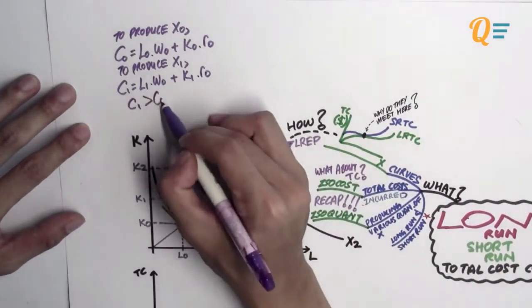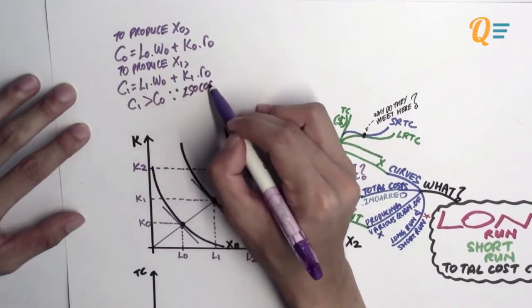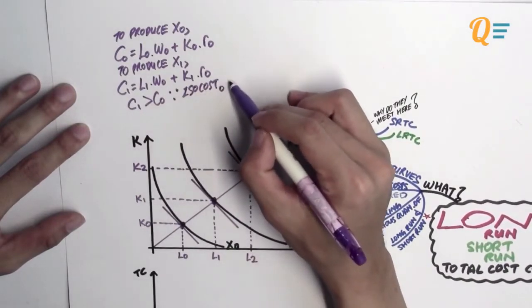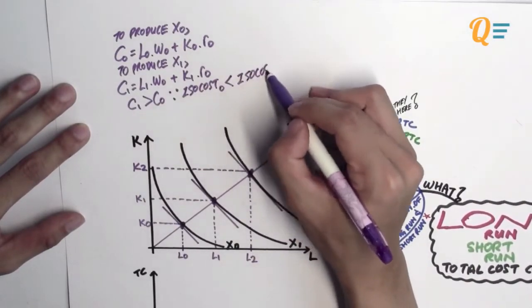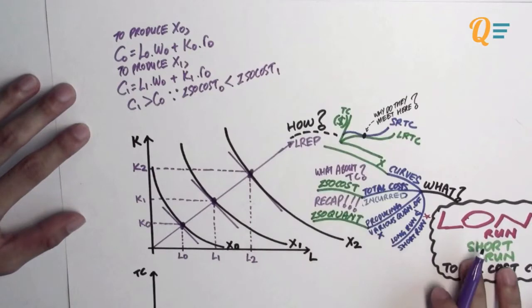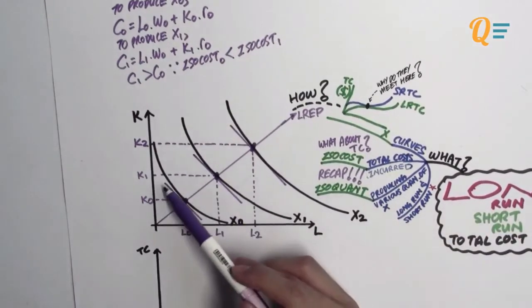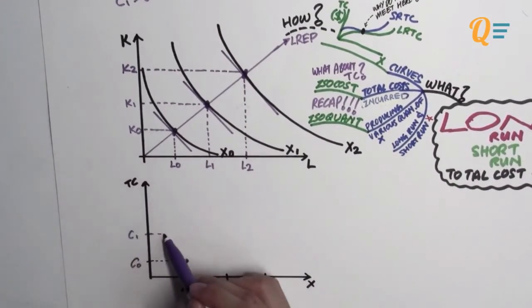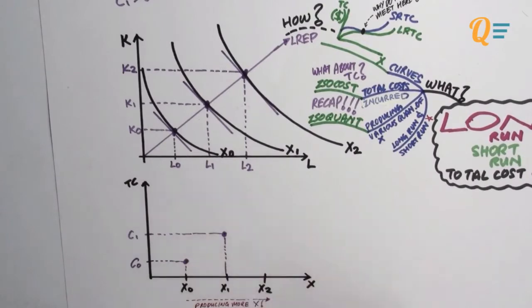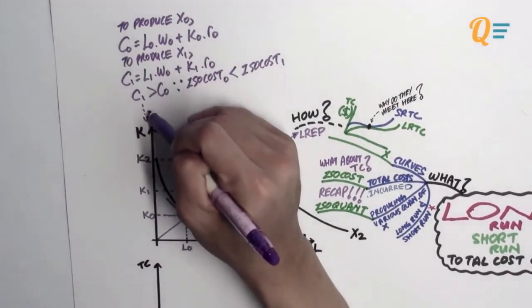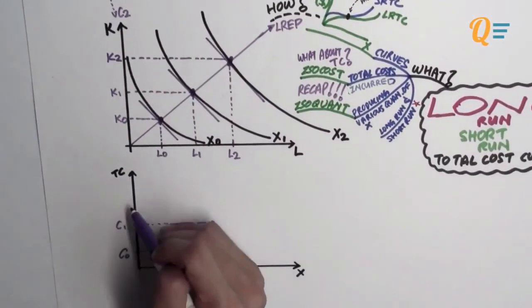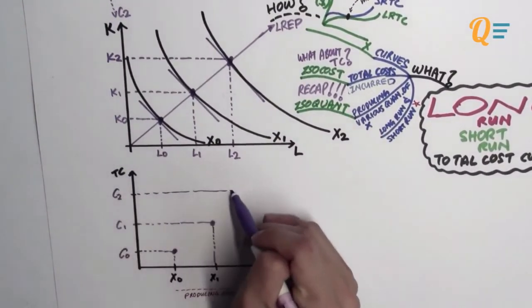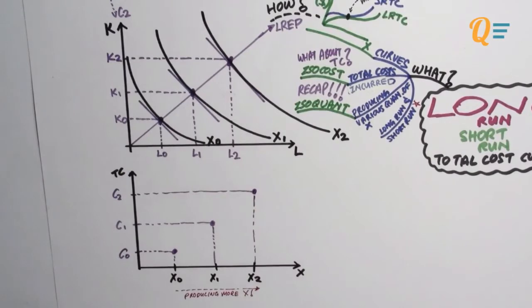Now it should be obvious to you that C1 is more than C0 because the isocost from which X0 is produced is lower than the isocost from which X1 is produced. Notice this isocost and that isocost. So going back to the graph below, I know that C1 is going to be somewhere there for the quantity of X1 being produced. So I'm just going to do the same thing up to C2, which is the total cost for X2 being produced, and there I have the total cost.